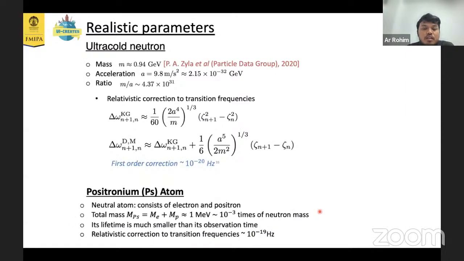And then how about if we apply it to ultracold neutrons? If we use the data from the Particle Data Group in 2020 and apply it to the Dirac case, the corrections are on the order of 10 to the power minus 20, which is quite small for current technology. And if we apply it to positronium, whose mass is lighter in comparison to the neutron mass, the relativistic corrections will be around 10 to the power minus 19 hertz, which also remains quite small to be detected.